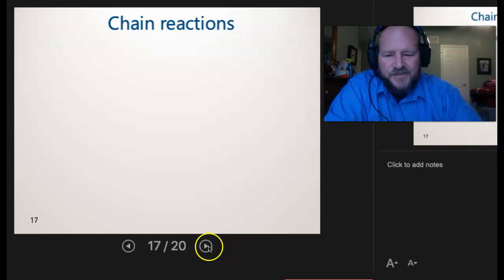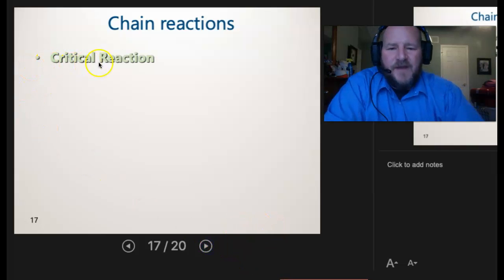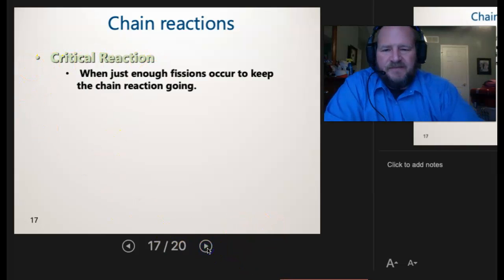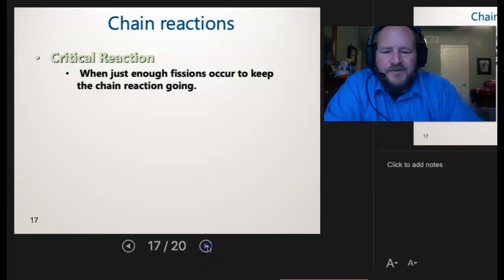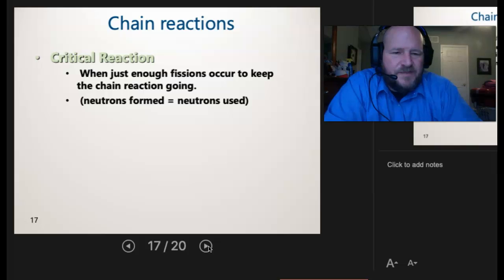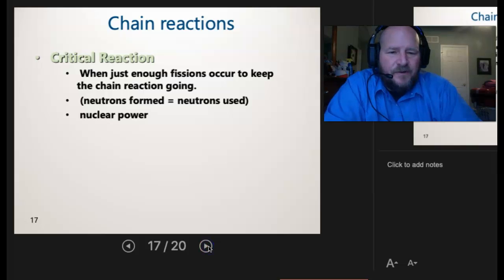Now, in chain reactions, if we have a critical reaction, that means we have just enough fissions occurring to keep the chain going, right? So neutrons being formed would equal neutrons being used. And this is the goal behind nuclear power, okay?